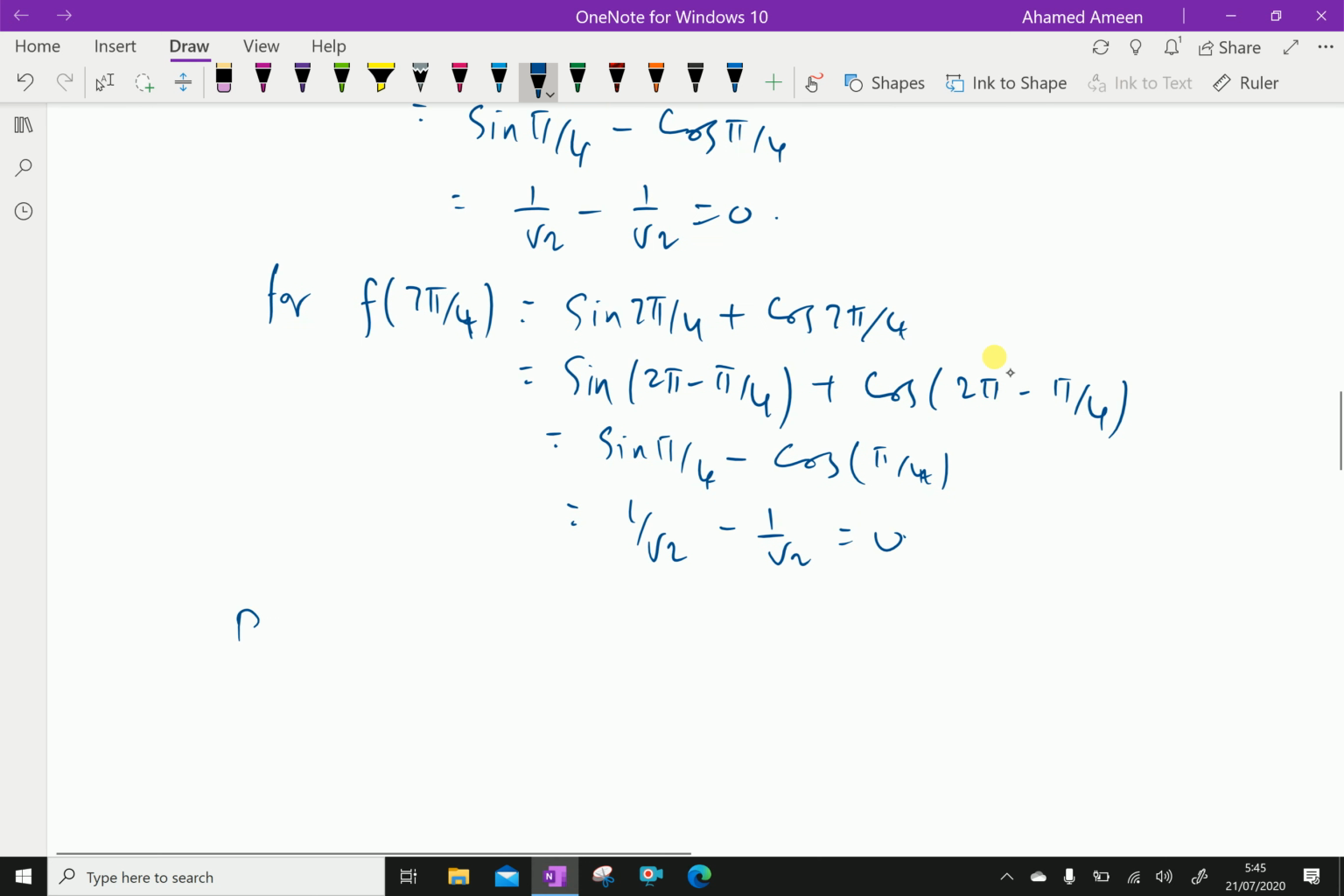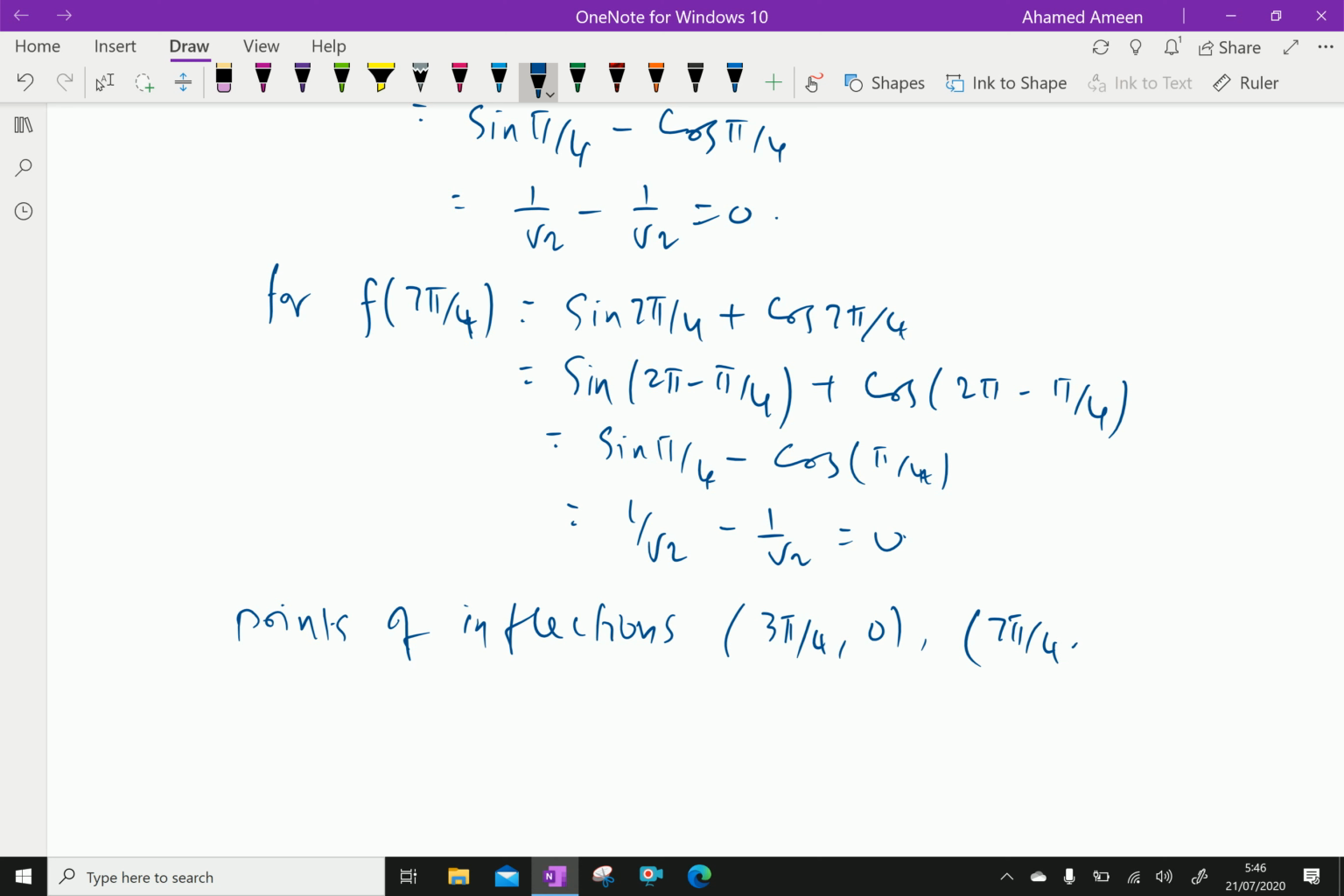Therefore, the points of inflection are, first, 3 pi by 4, where the value of y, f of x, is 0. Here 7 pi by 4, where f of x value is 0. Therefore, we got 2 points of inflection.